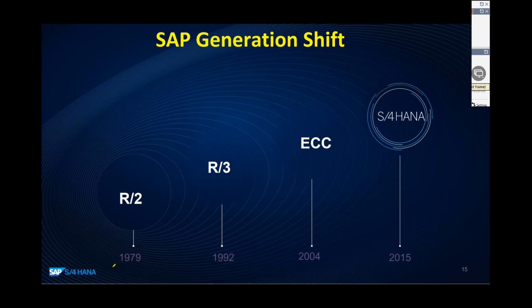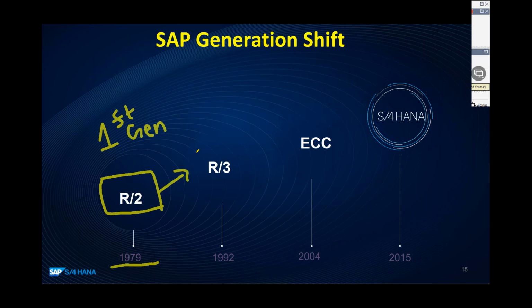SAP started their process around the 1970s on basically the two-tier system, which is R2. This is called the first generation of SAP, where we have a two-tier system: an application layer and a presentation layer. Then we moved to our second generation system, which was built on mainframe technology.